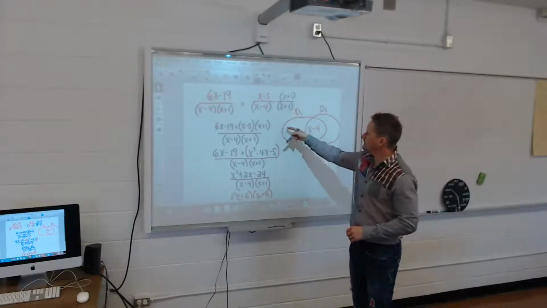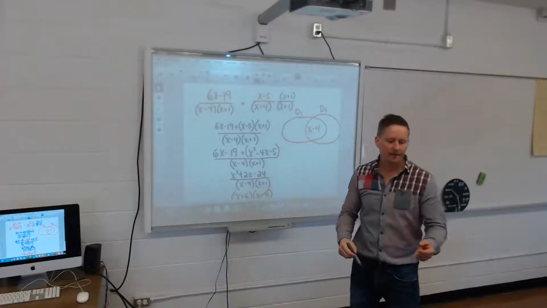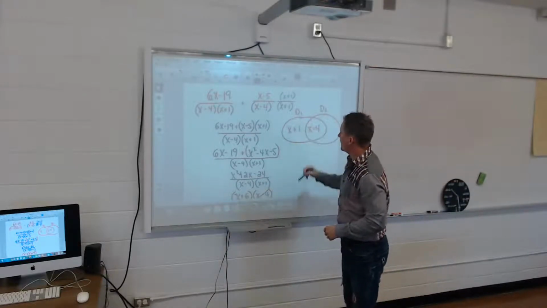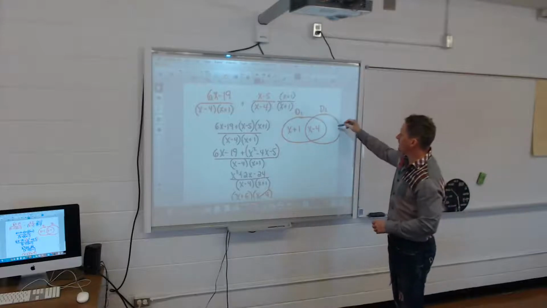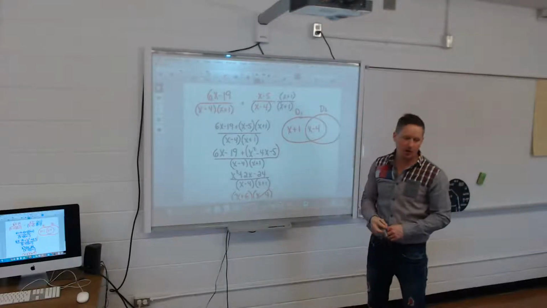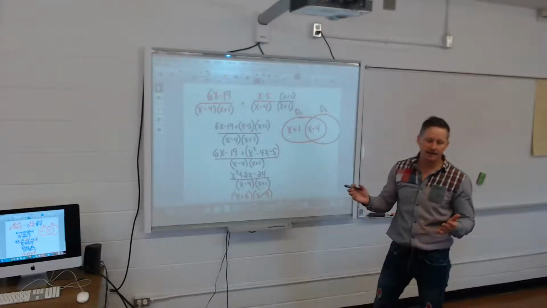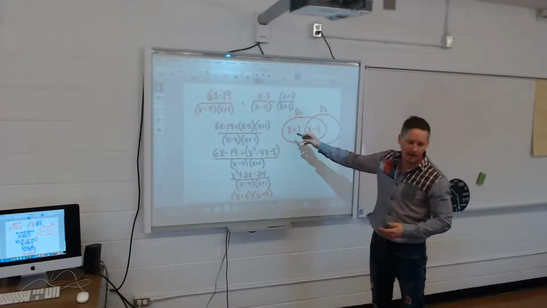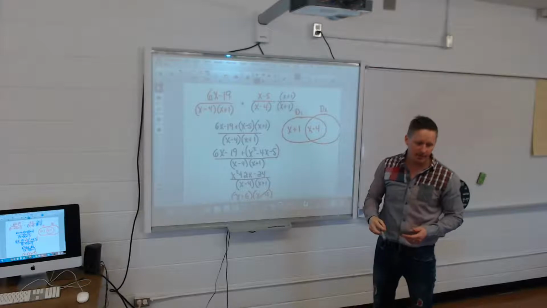And what does denominator 1 have that denominator 2 doesn't have? X plus 1. And what does denominator 2 have that denominator 1 doesn't have? It doesn't have anything, right? So because this is all I've written, it's x plus 1 times x minus 4.